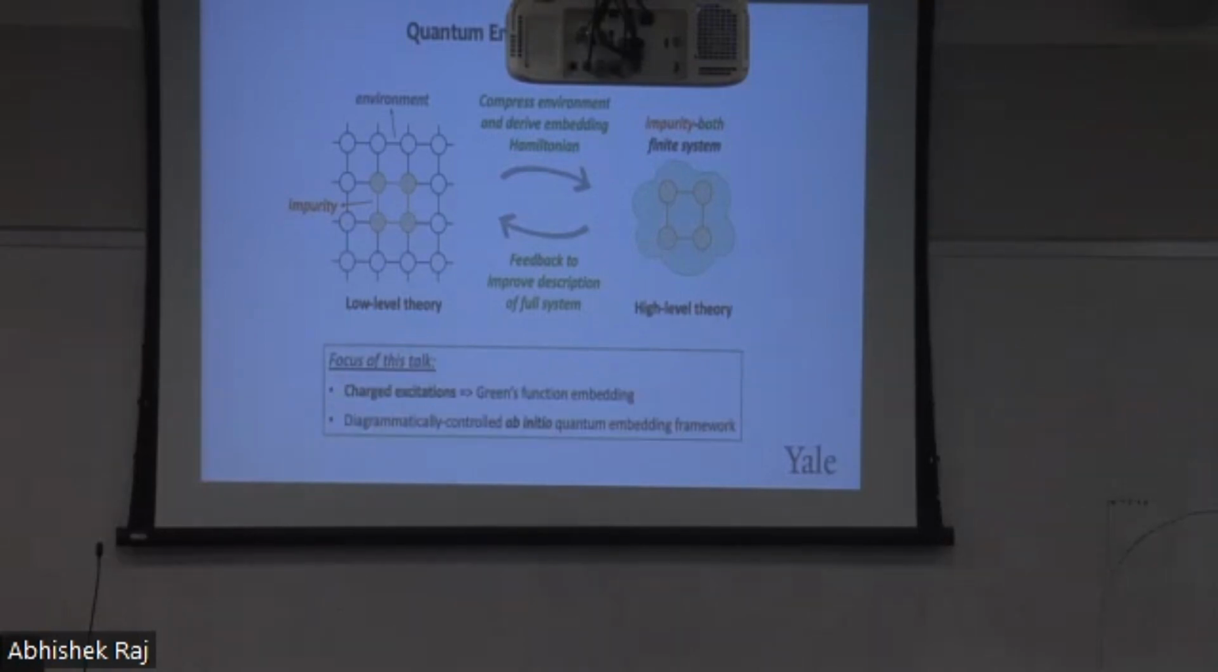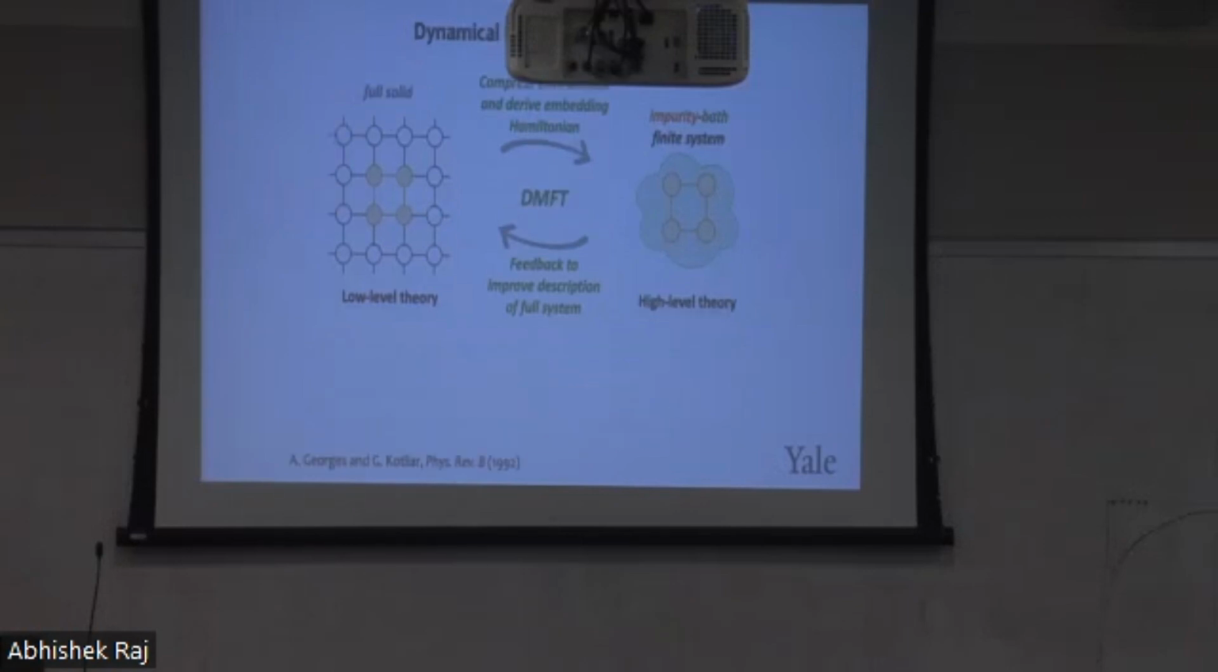Okay, so a lot of different types of quantum embedding actually exist. One of them is density matrix embedding theory, or DMET. And what I'm going to be talking about is another one, which is dynamical mean field theory, or Green's function embedding. More specifically, I want to focus on how to do ab initio calculations using that kind of framework.